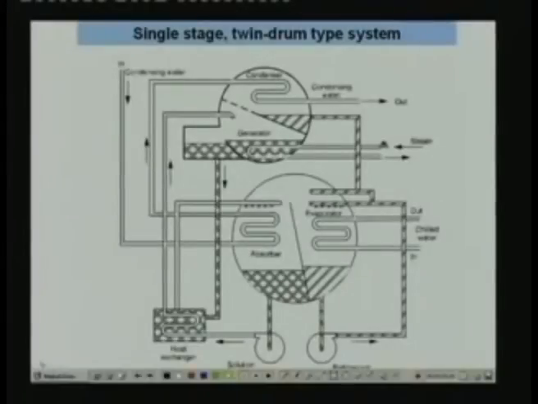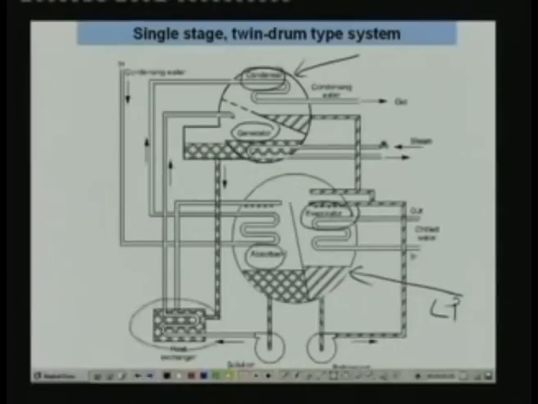As you can see, you have one drum here which houses the condenser and the generator. Then you have another low pressure drum which houses the evaporator and the absorber. Outside of this you have a solution heat exchanger and a solution pump. In addition to that you also use what is known as a refrigerant pump. This is your refrigerant pump.